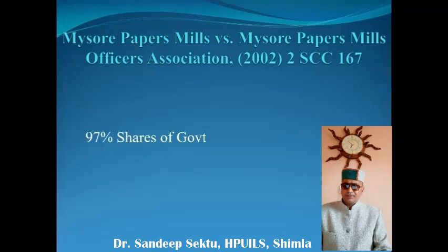Mysore Paper Mills versus Mysore Paper Mills Officers Association, 2002, Volume 2, SCC 167. Now, here we were having a government company. In this company, government was having 97% shares. The question is, will this company be state or not? The answer is very obvious. The Supreme Court said it is state.